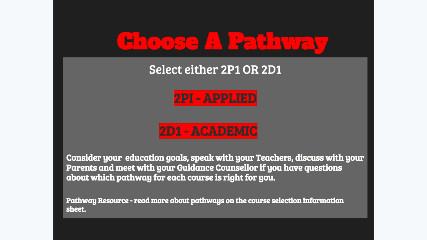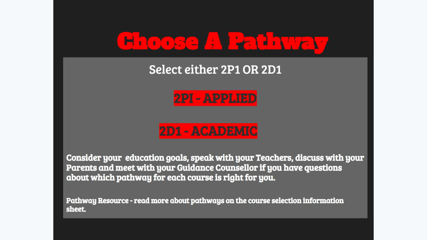In grade 9, you enter high school with most courses being de-streamed. In grade 10, this changes. You'll find that there are 2 pathways available to you. Those ending in 2P equal applied courses, and those ending in 2D equal academic courses.